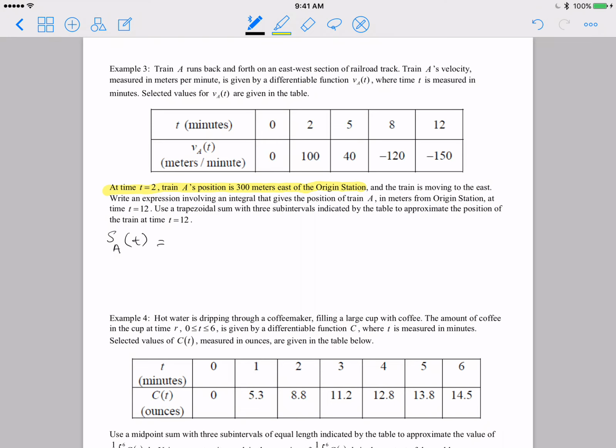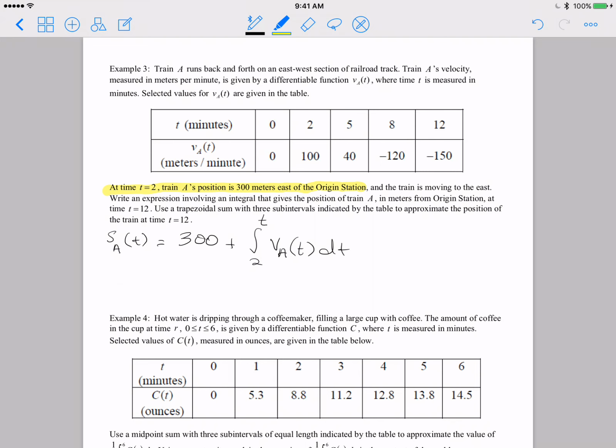If I want to figure out what my position is, the first thing I have to say is where am I initially? At t equals 2, it tells me that I am 300 meters east of origin station, and so that is my initial position, 300. Then I have to say, okay, where have I gone? Well, I have gone from t equals 2 up to t, because I don't know what t is, of v sub A of t dt. Okay, so that is my position of train A at any time t.